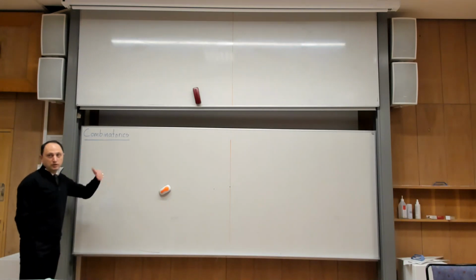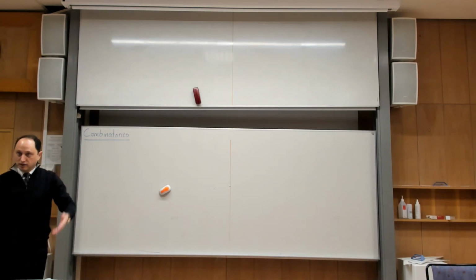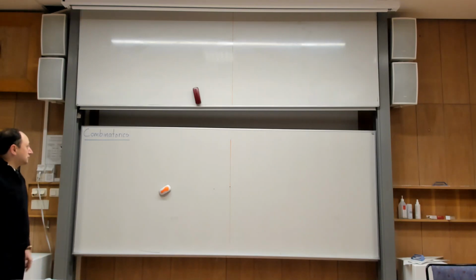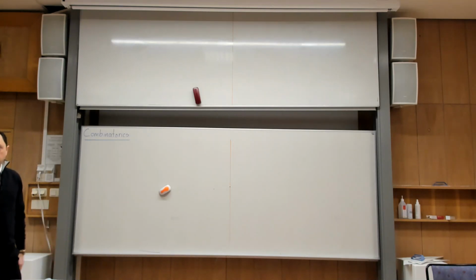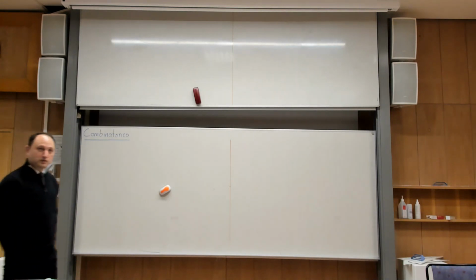In Mathematics 5, we are studying that branch of mathematics which is called discrete mathematics. So far we have learned about set theory, and then we learned about number theory. Another big branch of discrete mathematics is what is called combinatorics, and that would be the topic for today's lesson.